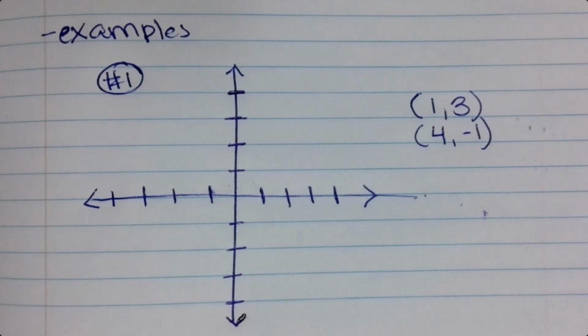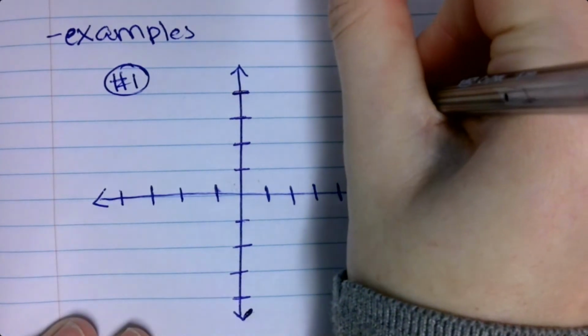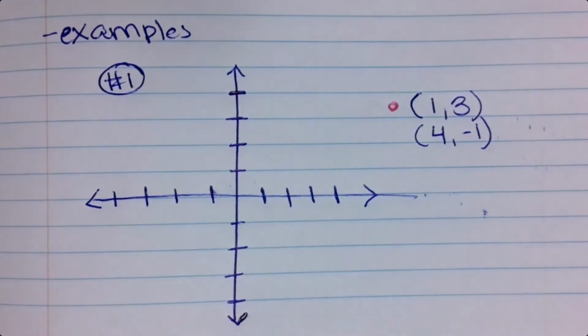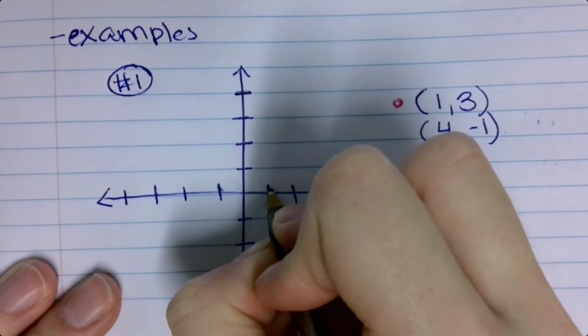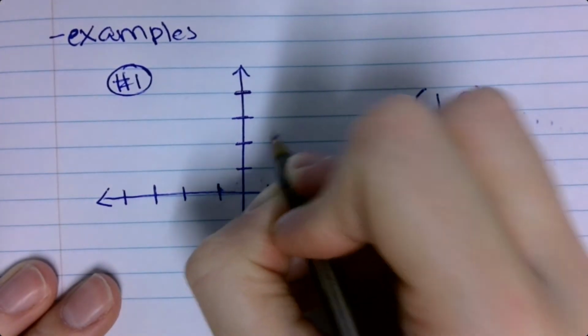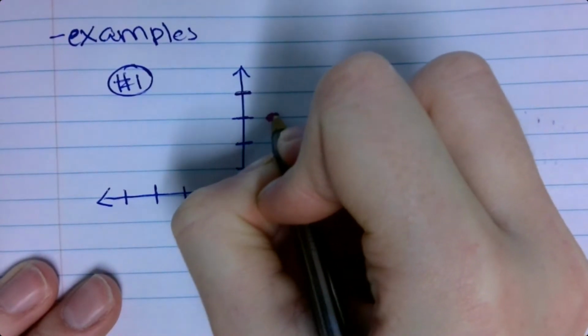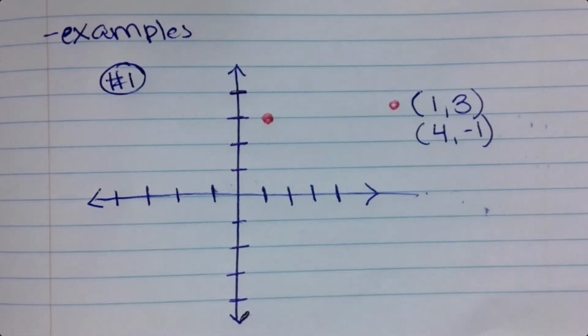I'm going to plot the point (1, 3) in pink. So I start at (0, 0). I go right to +1, and then I go up 1, 2, and 3. That is my point (1, 3).